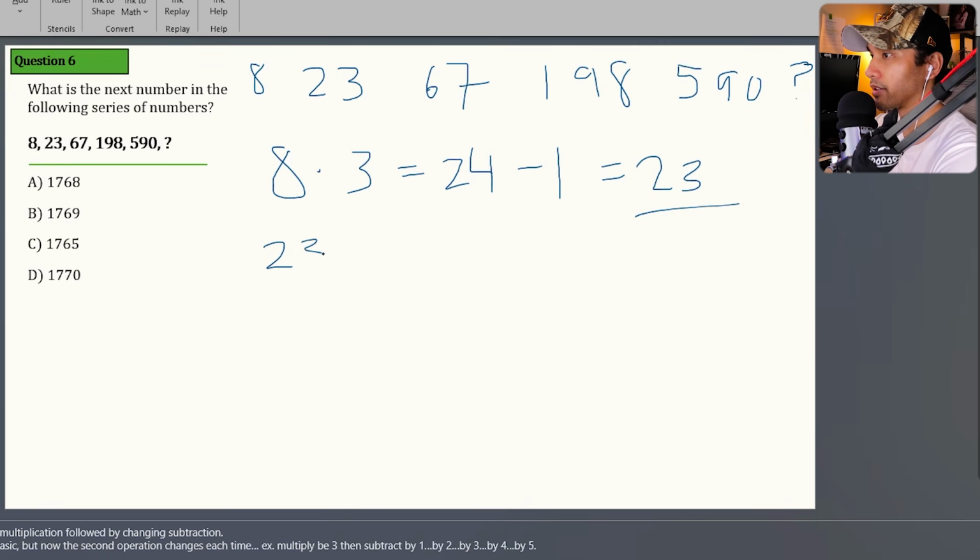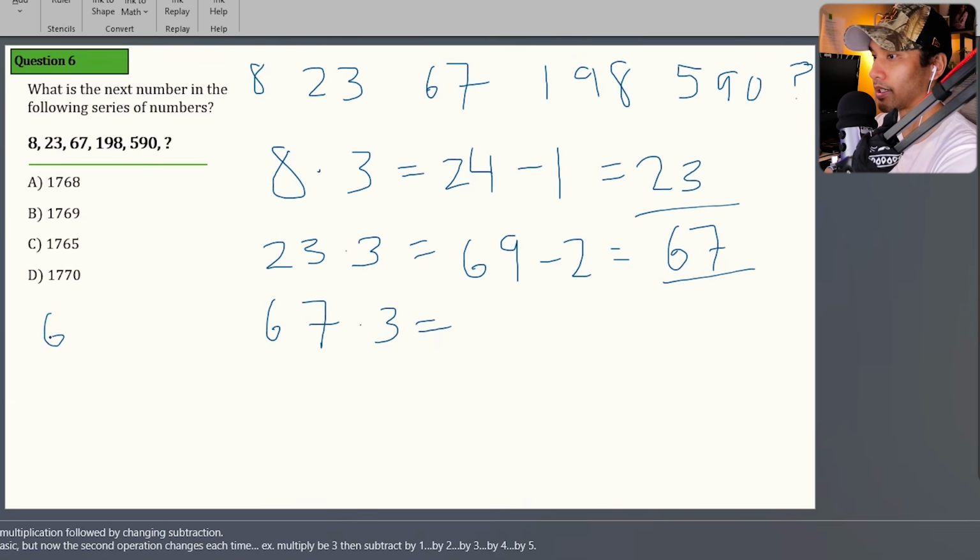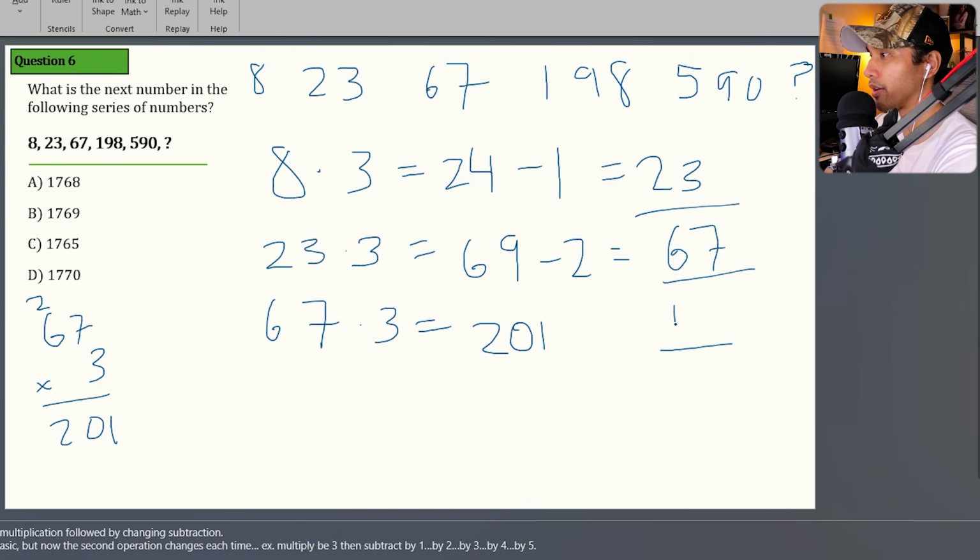Now we go 23 times 3 equals, what does that equal? That equals 69. And then remember what I told you, ascending or descending. Now, how do you get 67? You have to minus 2. All right, this kind of looks good. Okay, it's checking out. So we do 67 times 3 equals, what does that equal? 67 times 3, 1, 2, that is 18, 201. So we have 201. And how do we get 198? We have to minus 3.